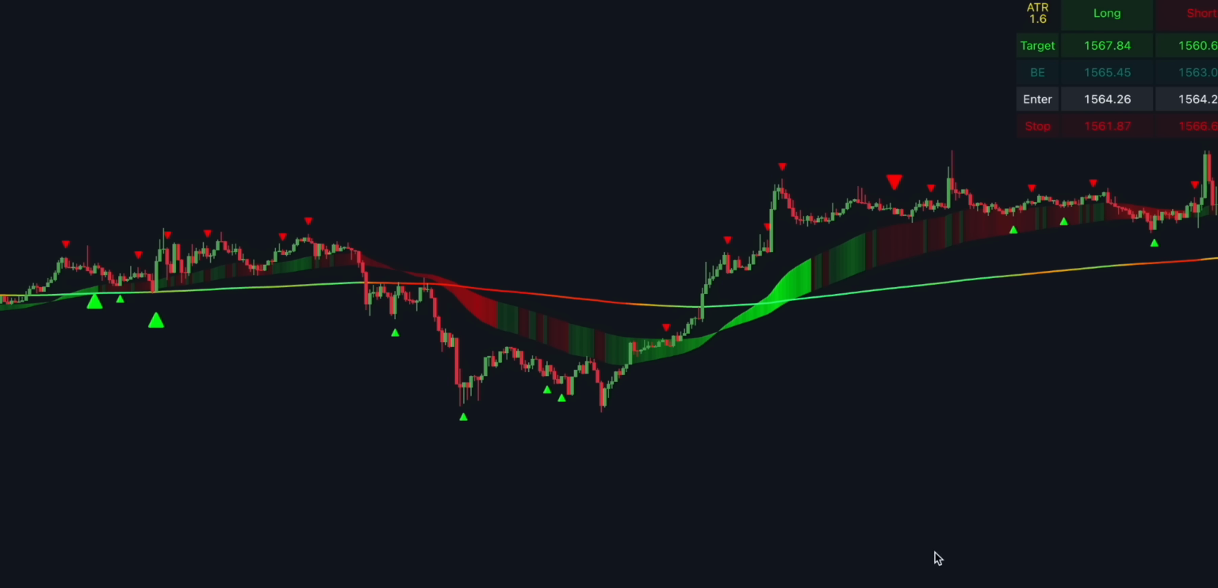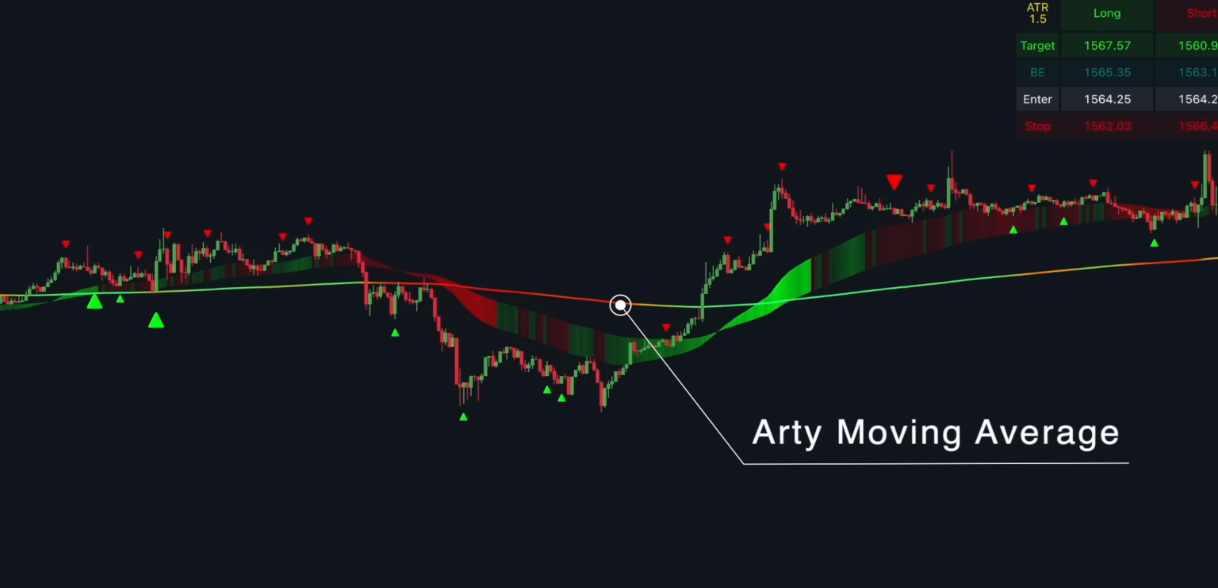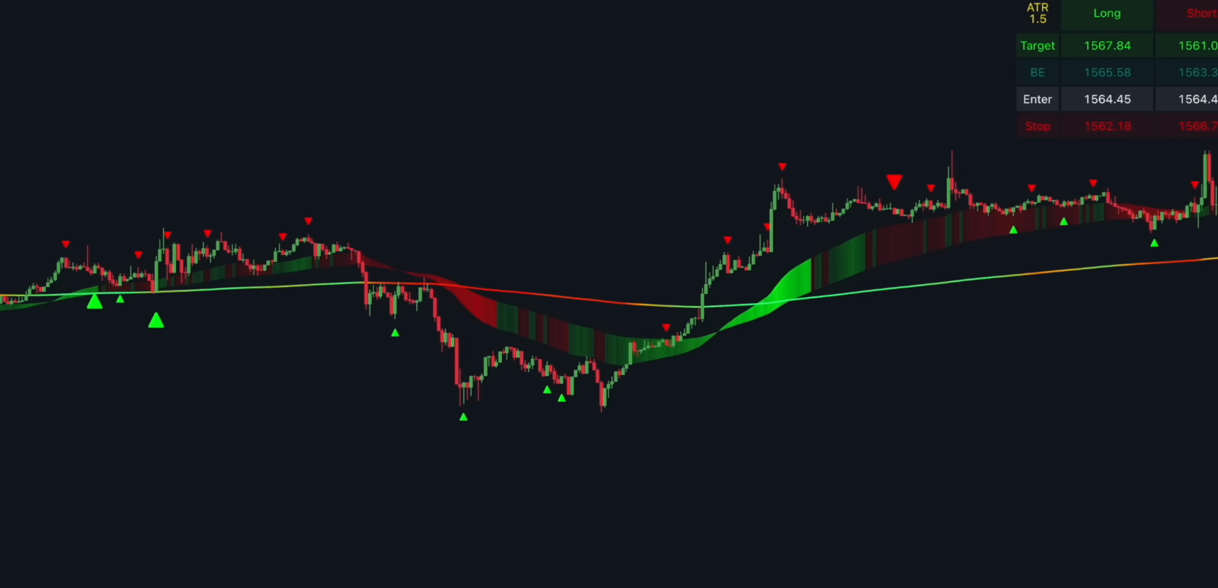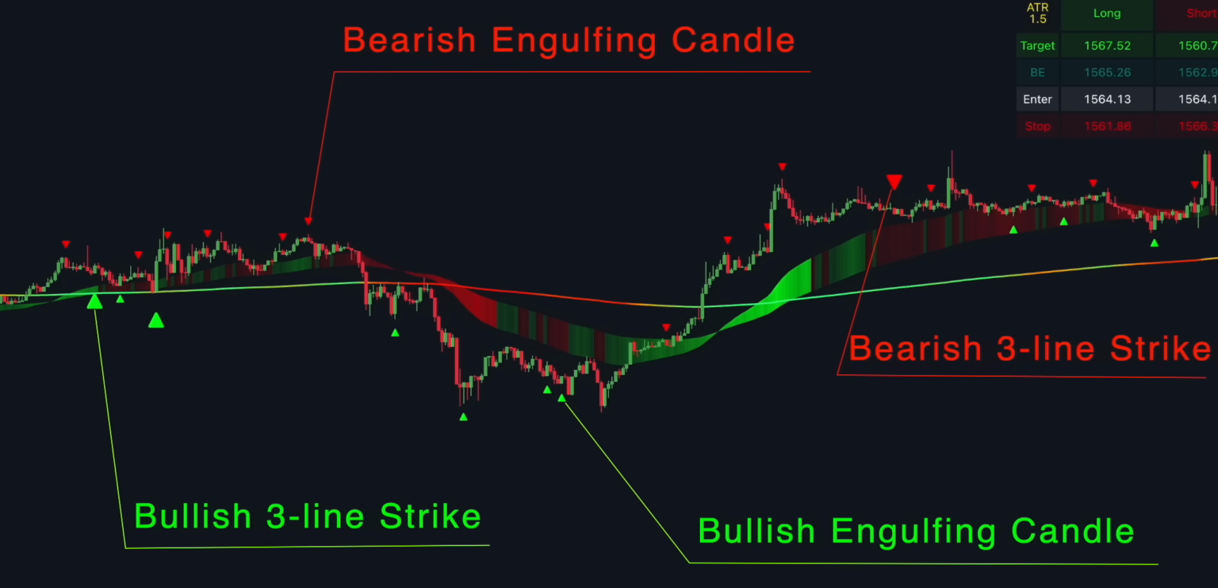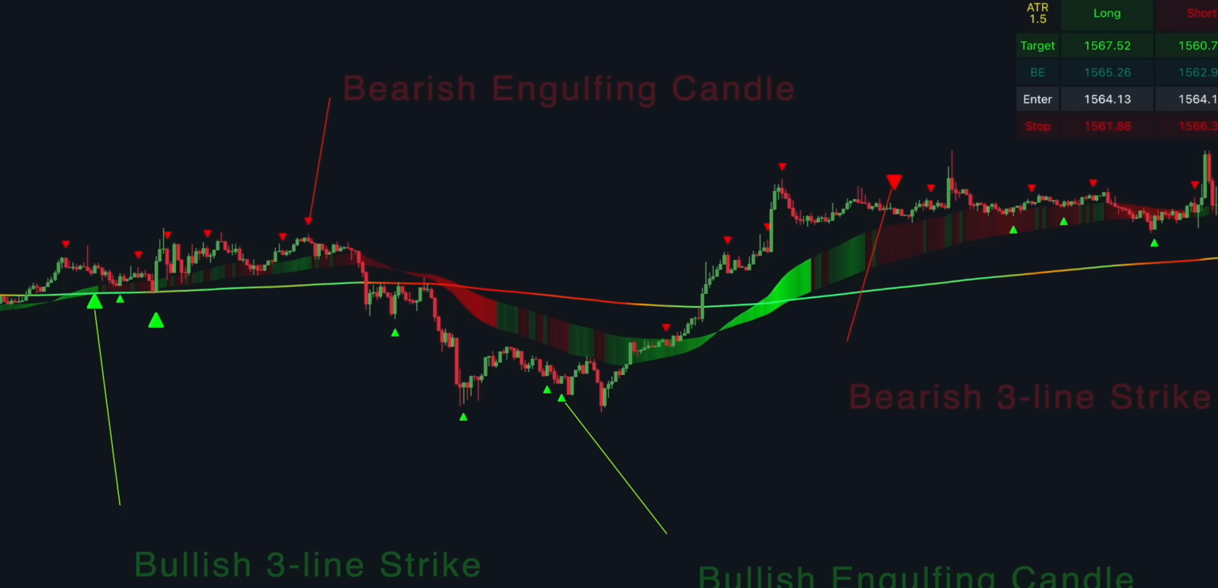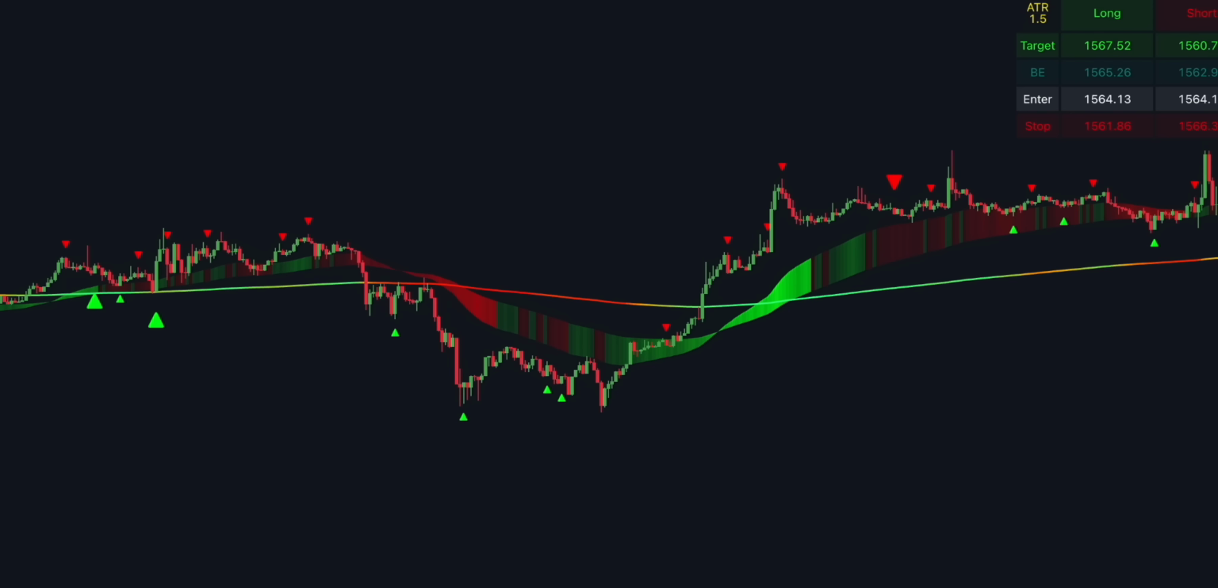The indicator then plots this moving average on a price chart, allowing traders to visually identify the direction and strength of the current trend. A 3-line strike reversal pattern and engulfing candles can also be identified using the RD indicator. If you don't know what an engulfing candle is, here's an explanation.